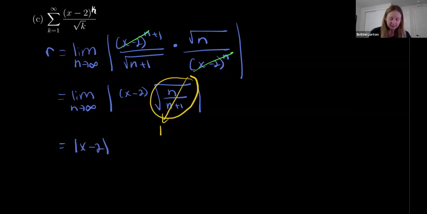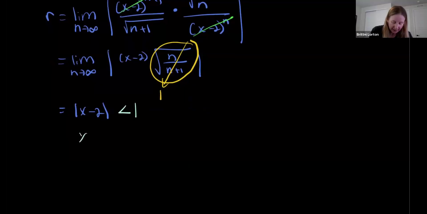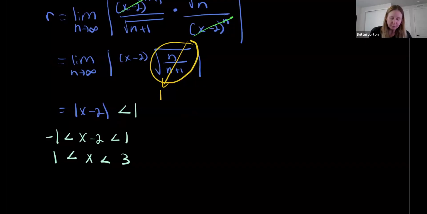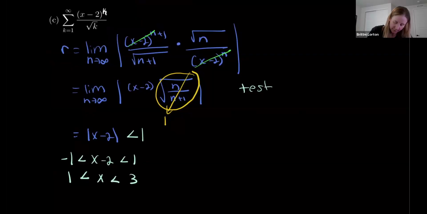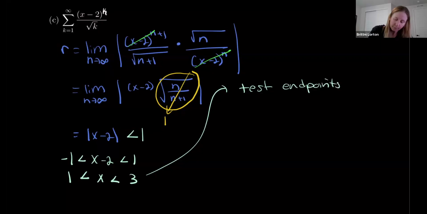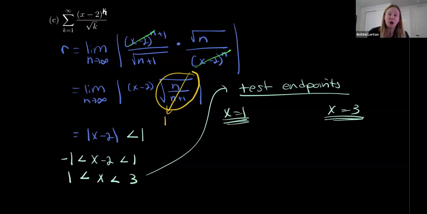This was the ratio test, so I want this to be less than 1. So now I have that x minus 2 is less than 1 and bigger than negative 1. So x is in between 1 and 3. Now I need to test my endpoints, and I'm going to write that over here to the side. So you're going to test x equals 1, and you're going to test x equals 3 with a test that's not the ratio test.